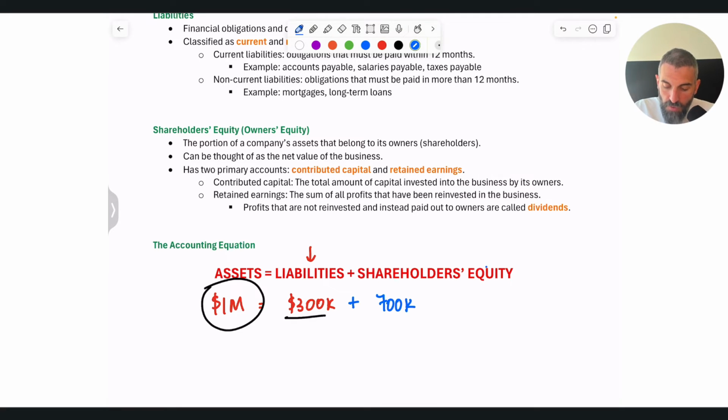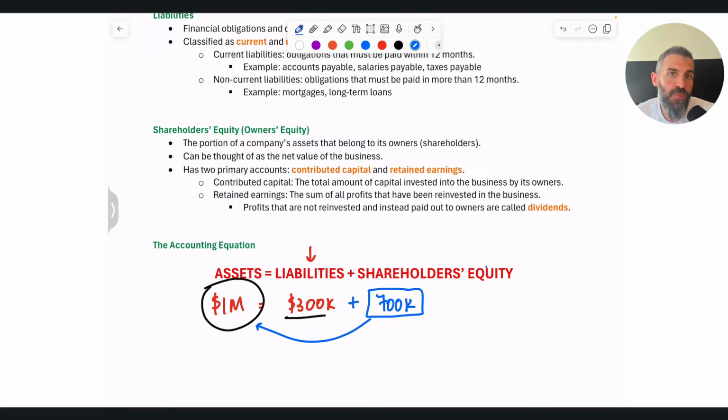And whatever's left over is the owner's equity or the shareholder's equity. That is how much of the $1 million belongs to the owners. And that's why we call this the accounting equation, or the golden accounting equation. That's why it makes sense. It tells you that, okay, the company has this many assets. Who do they belong to? First, you got to pay your debt. And then if there's any money left over, it belongs to you.